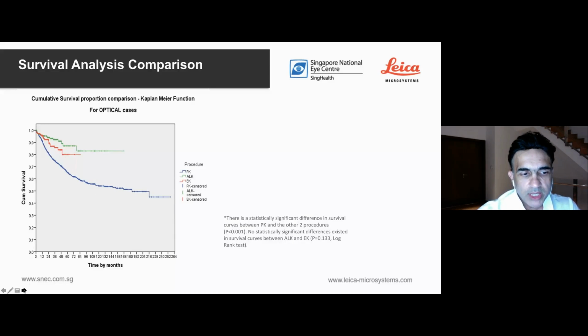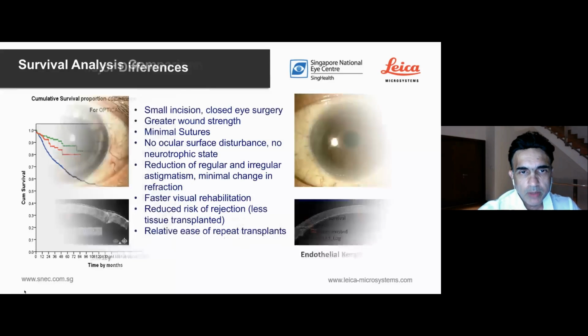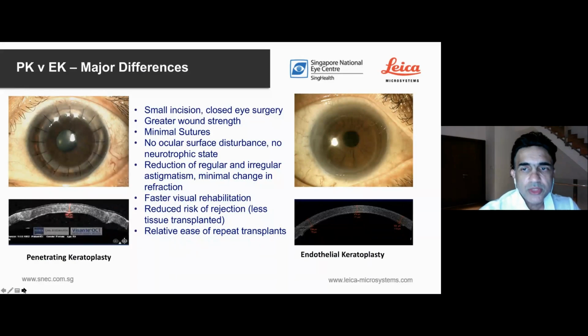These two graphs really illustrate the differences in your outcome itself. So when we look at endothelial keratoplasty in particular, what are the big differences between penetrating keratoplasty and endothelial keratoplasty? On the left-hand side, you'll all be familiar with this typical penetrating keratoplasty graft with the standard sutures around the edge. On the right-hand side, this is a DSAEK graft. Well, the first thing is, of course, the incision is much smaller. So this is much more similar to closed eye surgery. You can think of an analogy almost comparing extracapsular extraction surgery to small incision phacoemulsification.